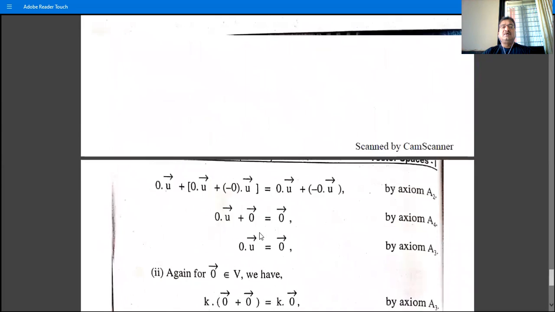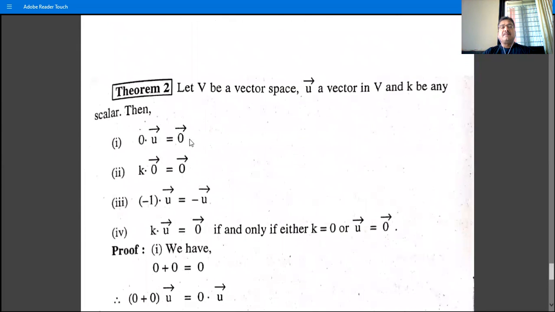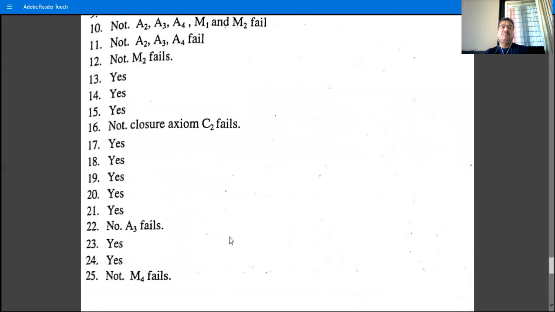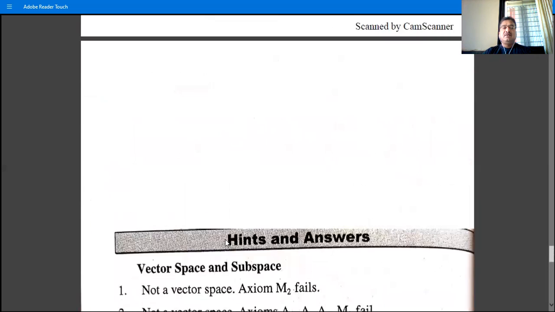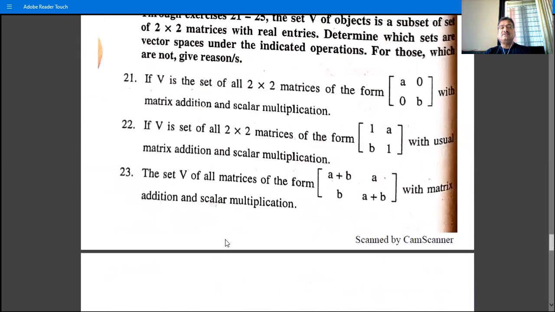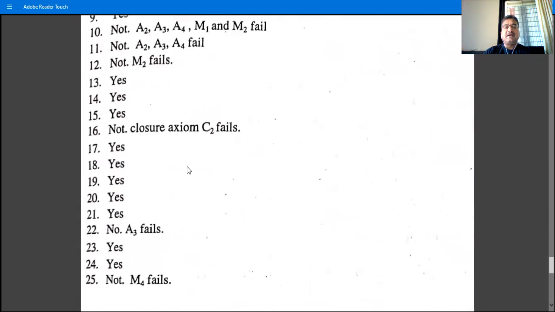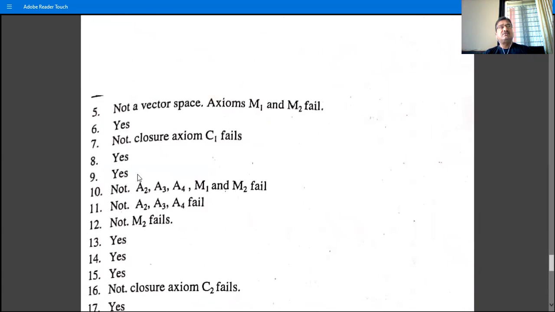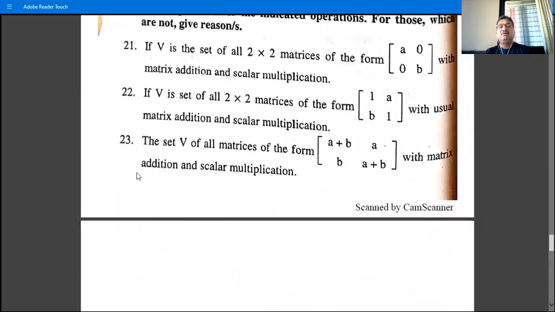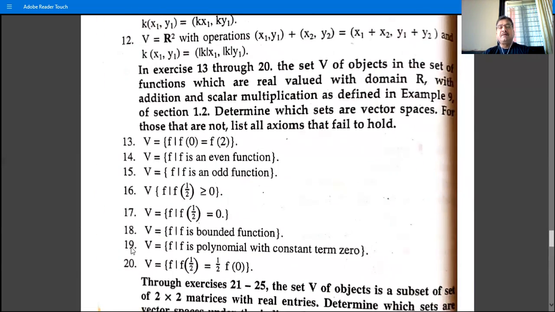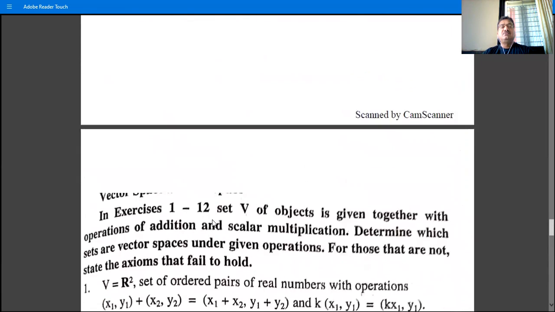So these are some properties of the vector space: 0 into u bar is 0 bar, k into 0 bar is 0 bar, minus 1 into u bar is minus u bar, and similarly the fourth one. These are the examples for exercise. For example, if you take M2, this is the set of matrices. If you observe, the answer is yes, it is a vector space. So we have to show the 10 properties. If the set is a vector space, then we have to write the 10 properties. So solve all these examples.